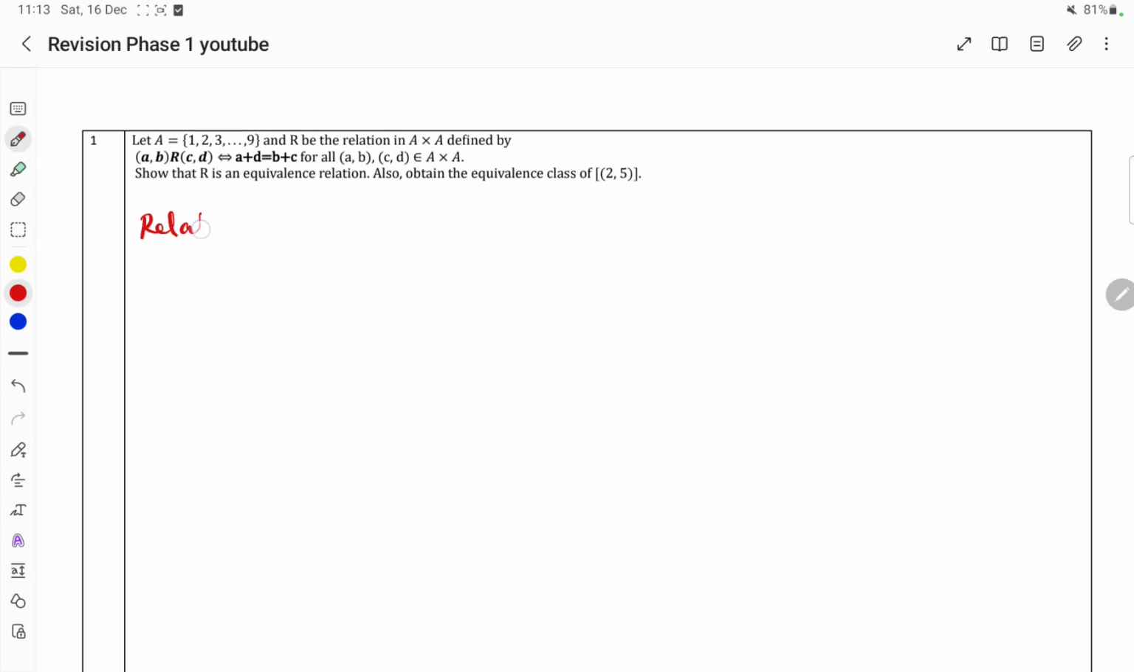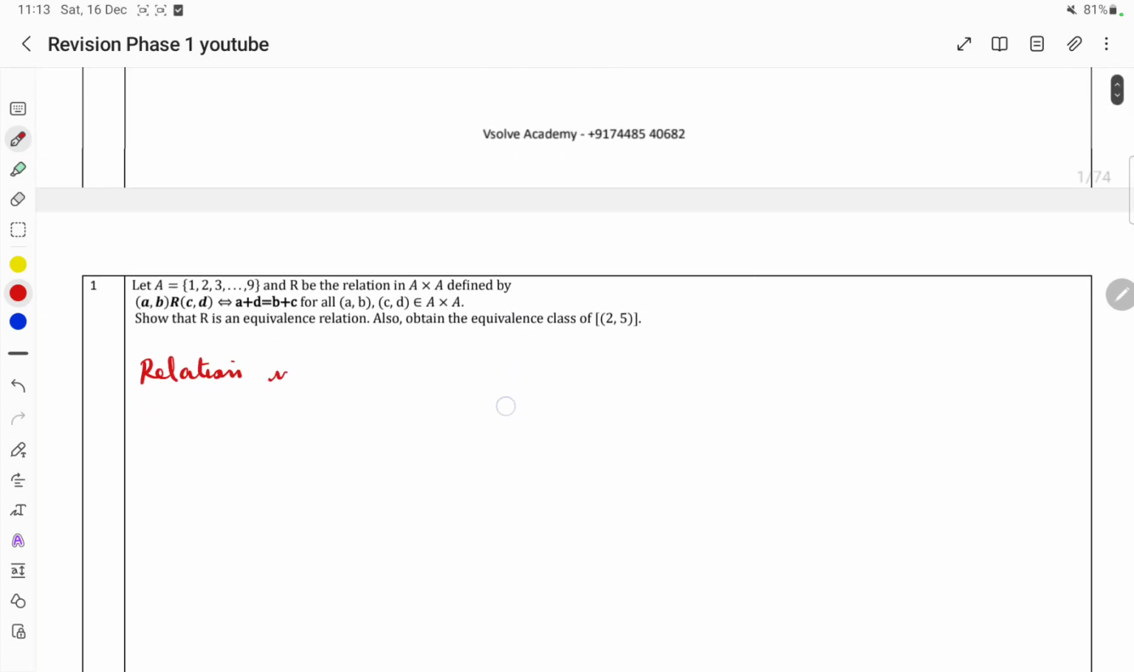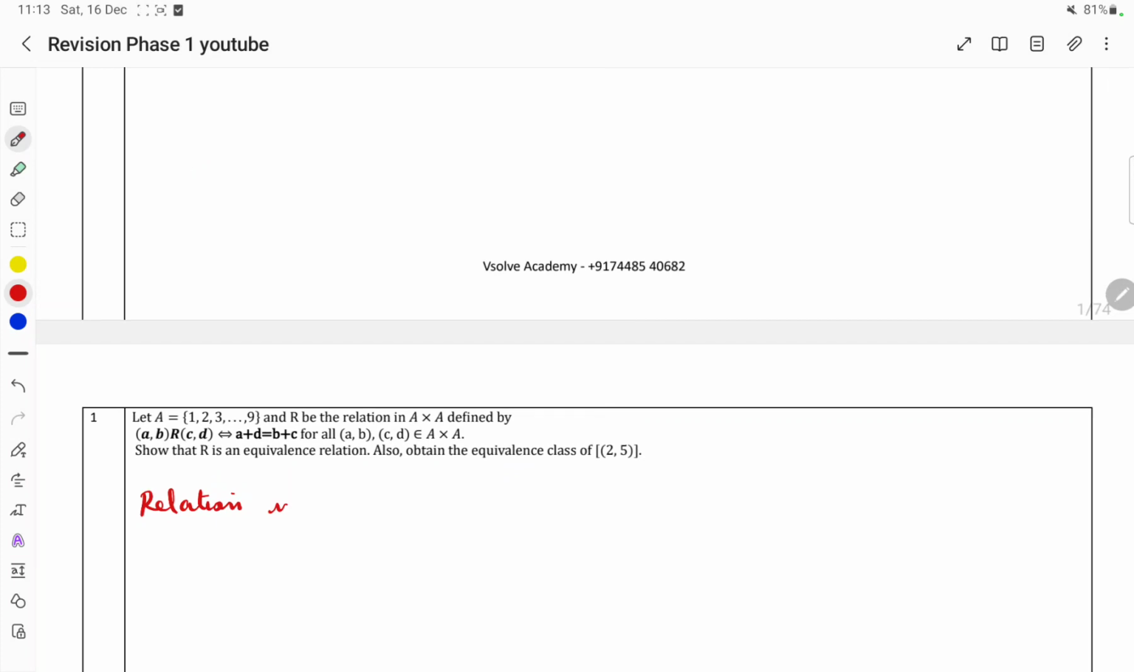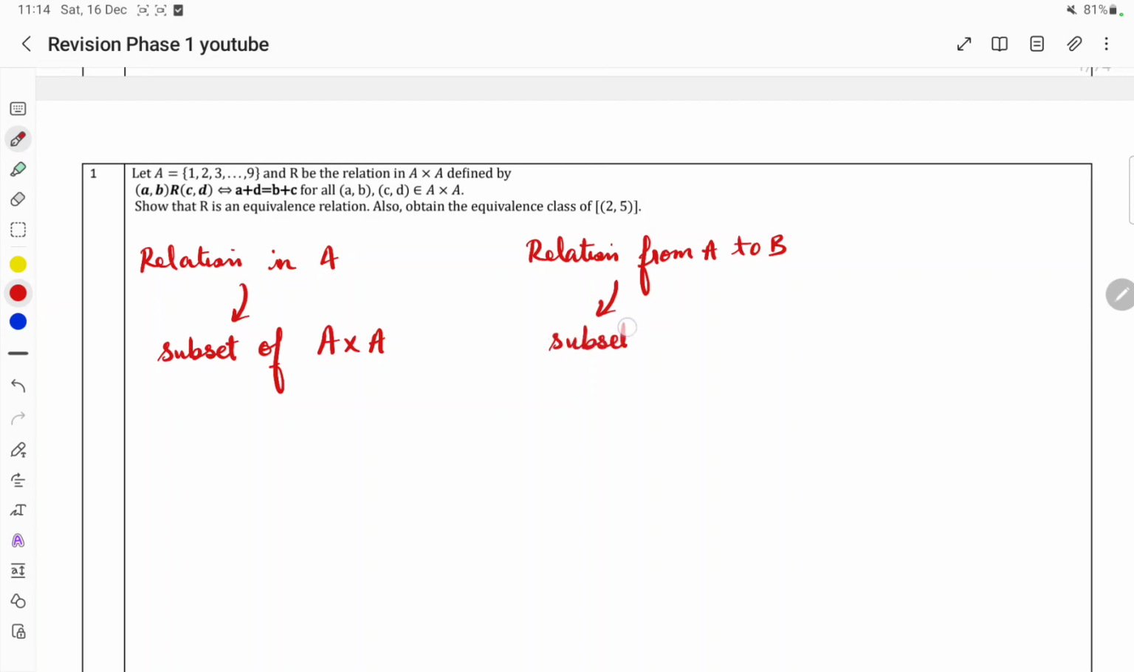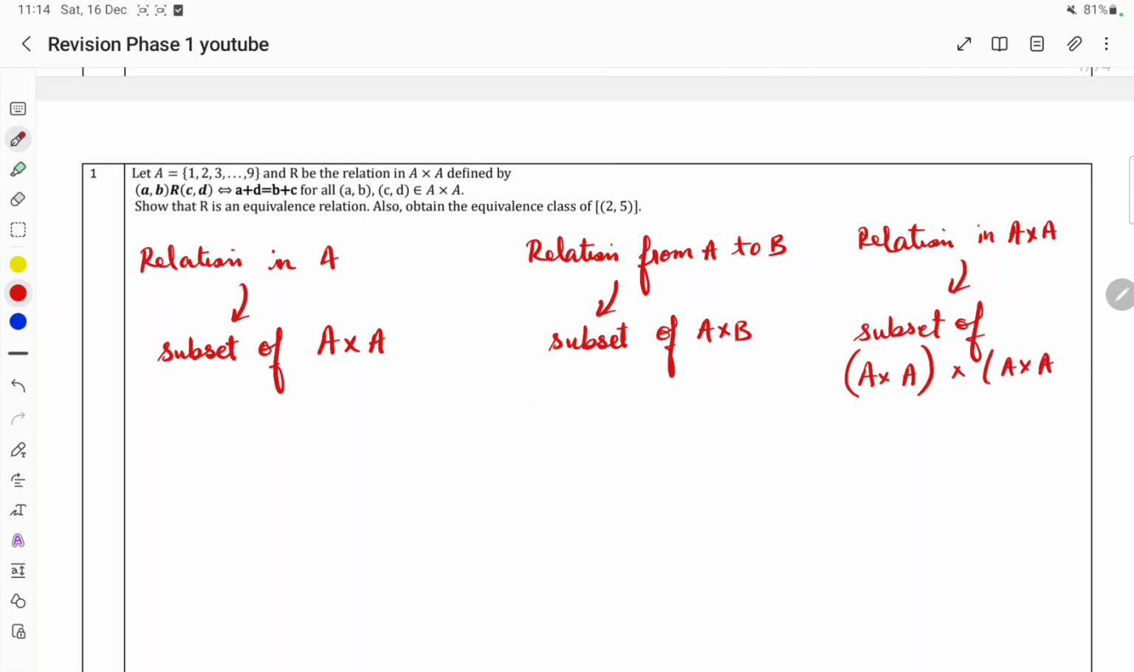First, relation in A means, and we know the basic concept, a relation is nothing but a subset of the Cartesian product A cross B. So a relation in A is nothing but a subset of A cross A. A relation from A to B is nothing but a subset of A cross B. And a relation in A cross A is nothing but a subset of A cross A cross A cross A. So this is the meaning we have.